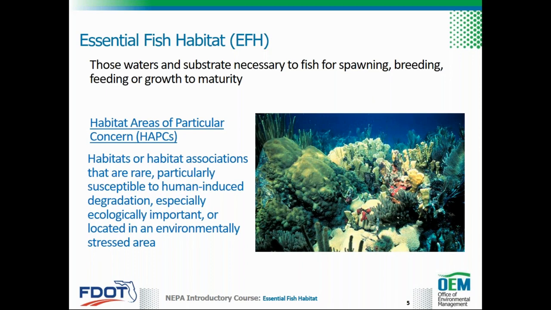High priorities for EFH conservation are called Habitat Areas of Particular Concern, or HAPCs. These areas are defined as habitats or habitat associations that are rare, particularly susceptible to human-induced degradation, especially ecologically important, or located in an environmentally stressed area. Examples of HAPCs include coastal estuaries, canopy kelp, shallow corals, seagrass, and rocky reefs.